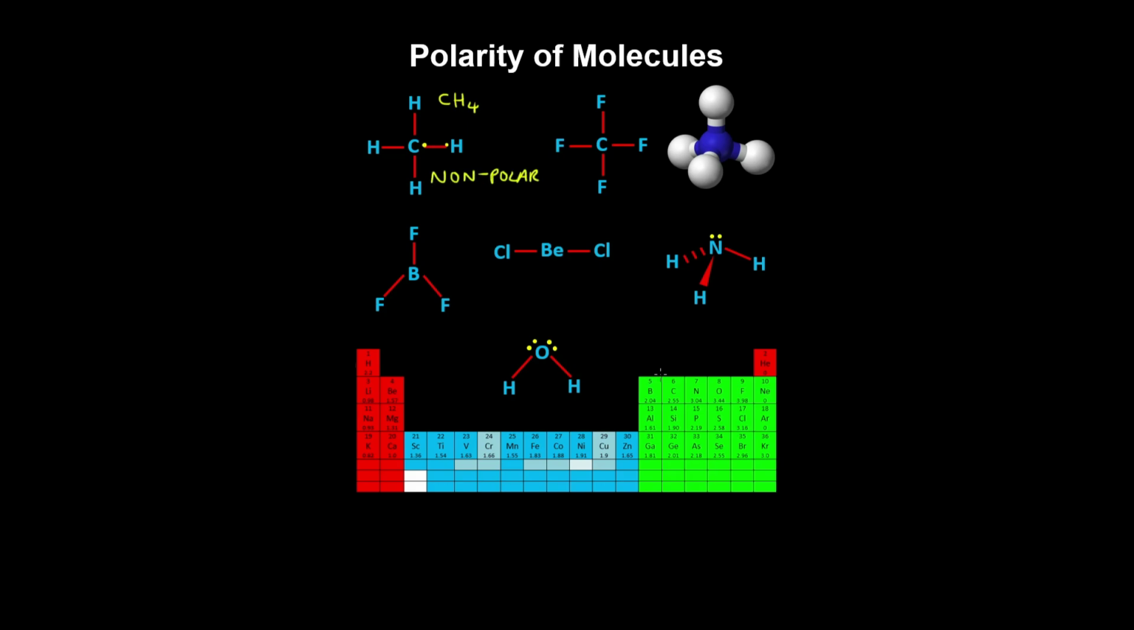Now when there's a prominent difference in electronegativity, such as with carbon and fluorine, then the electrons spend more time around the fluorine, so you get a partial negative charge, and that leaves behind a region of partial positive charge around the carbon. So we draw the dipole moments from the positively charged region to the negatively charged region.